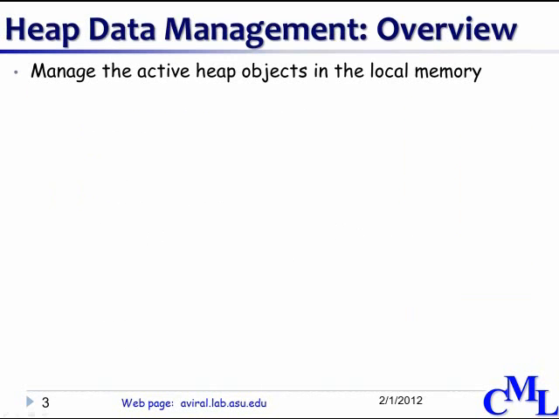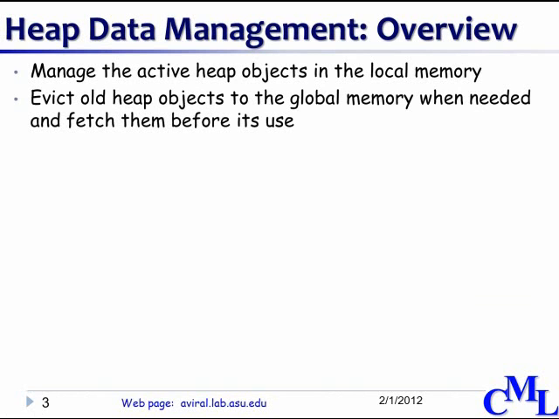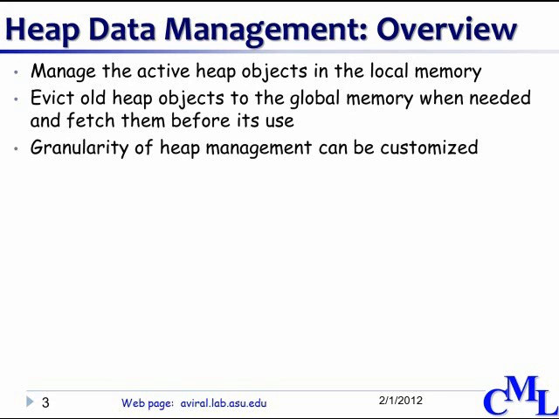This slide shows what we will do for heap data. Our heap data management only keeps the active portion of application heap in the local memory. When the heap region in the local memory is full, our scheme will evict all heap objects to the global memory. On the other hand, the heap objects need to be got back to the local memory before they are accessed. The number of objects being transferred each time can be customized by the client program in order to get a better performance. Our scheme is a pure software technique.